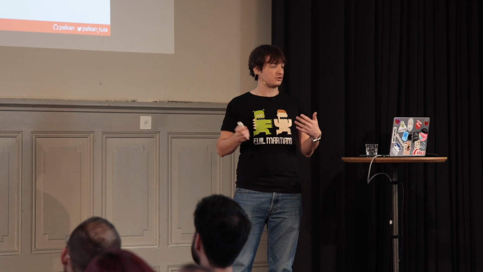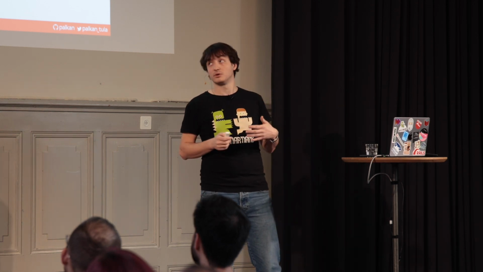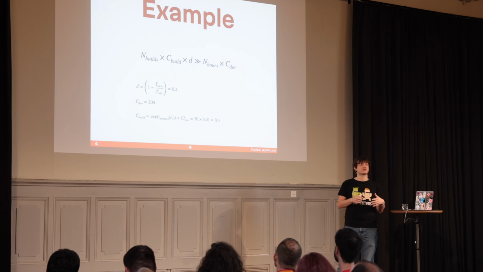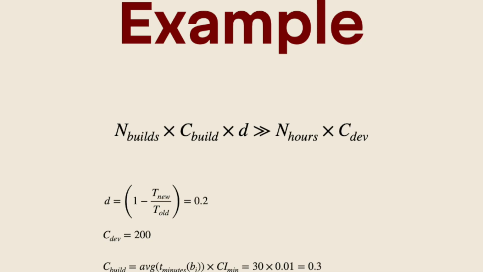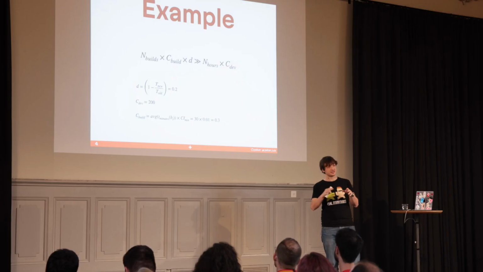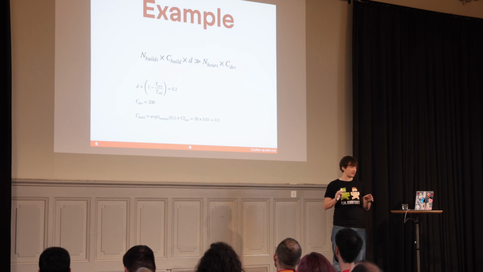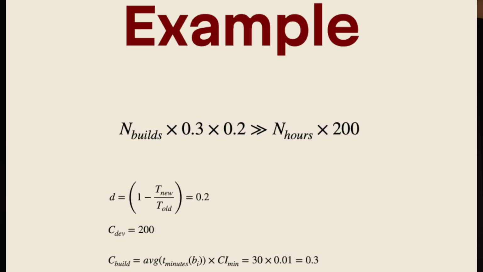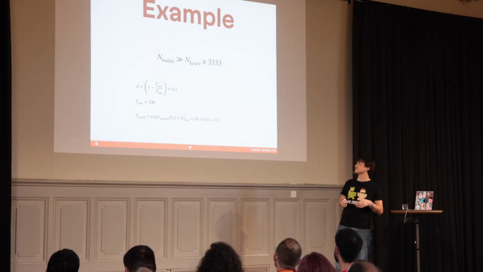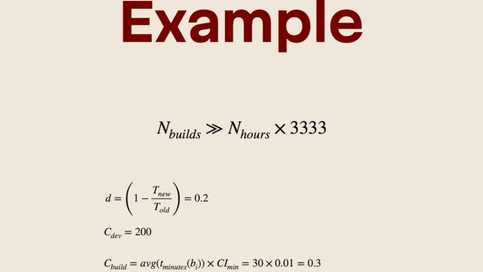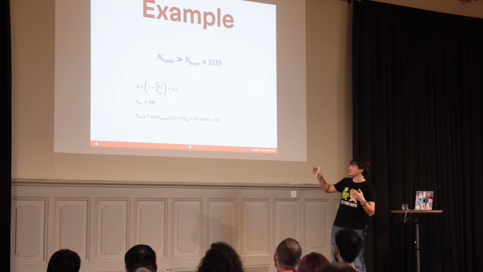Just to give you an idea how to use this formula, let's consider an example. Say we target a 20% optimization, so we want to cut the CI build time by 20%. It's the test part. On average, we have a 30 minute build, and we have some pricing here. If we put it into the formula, we have something like this. So the number of builds for a given period, say a year, must be much greater than the number of hours spent on this constant we just derived from the values below.